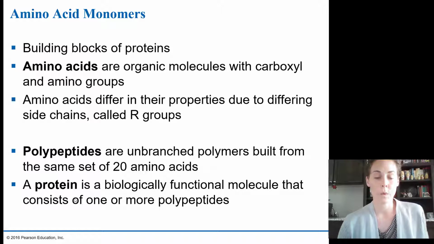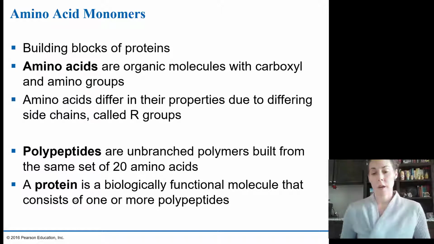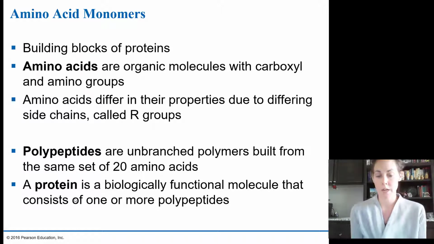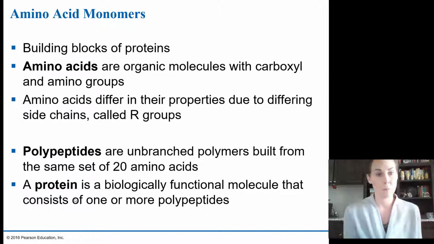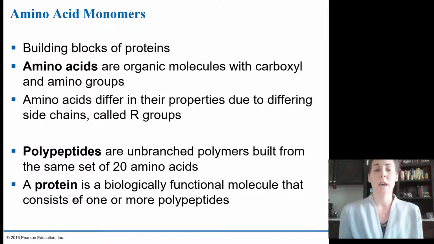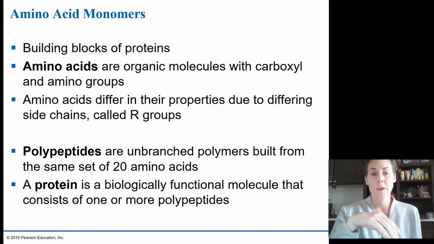When we were talking about carbohydrates, we said that the monomer of a carbohydrate is a monosaccharide. Build a bunch of those together and you have a polysaccharide, a polymer. Well, the building blocks of proteins are called amino acids. Amino acids are organic molecules that have a carboxyl and an amino group, and they also have side chains with very different R groups, and that's what makes each amino acid different.